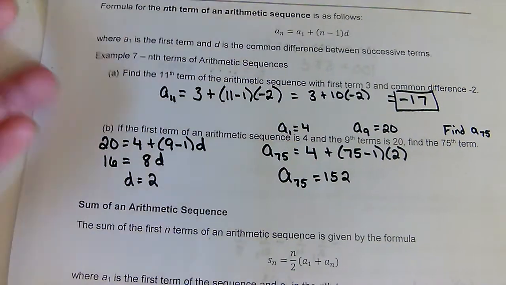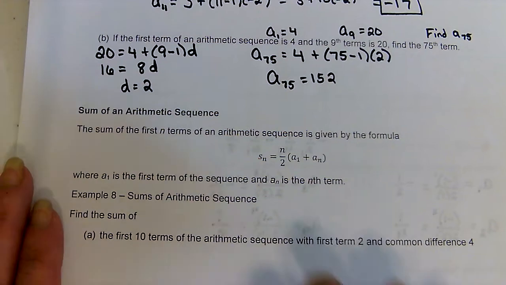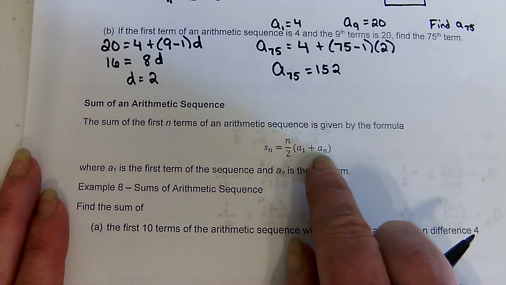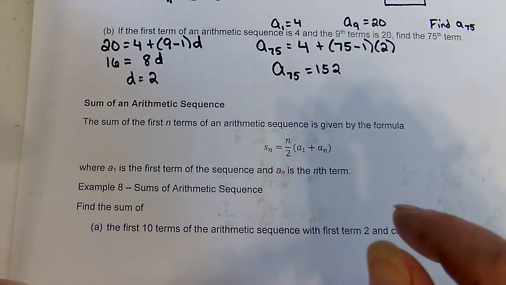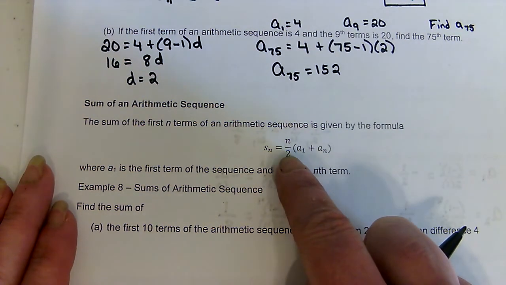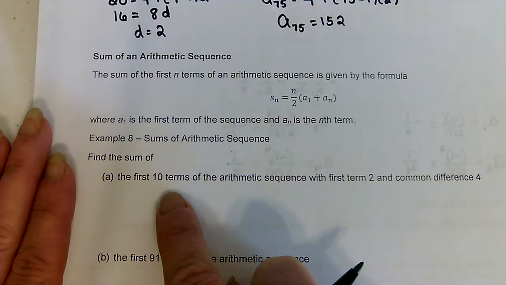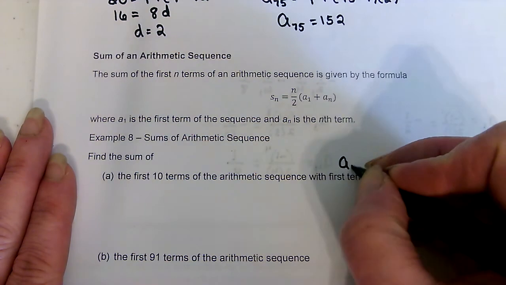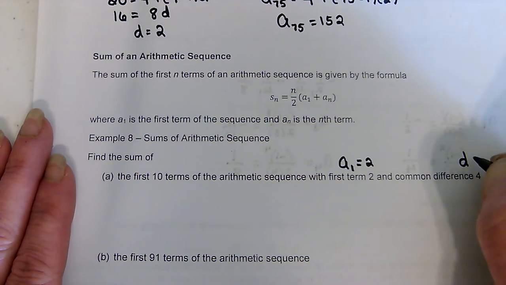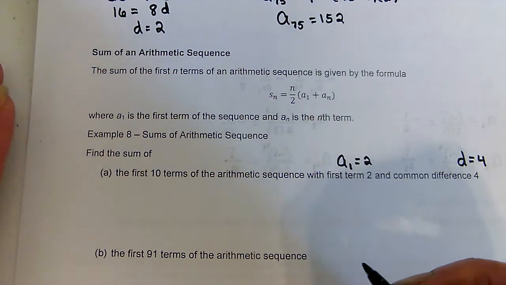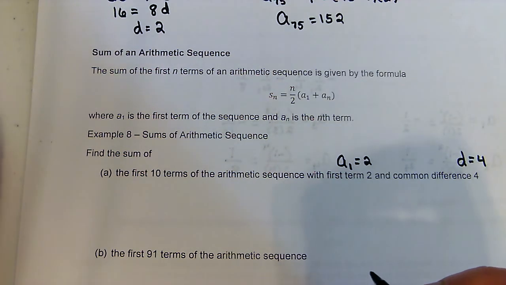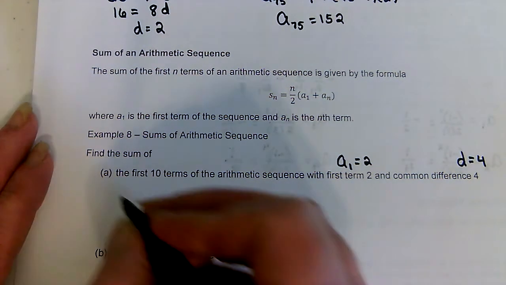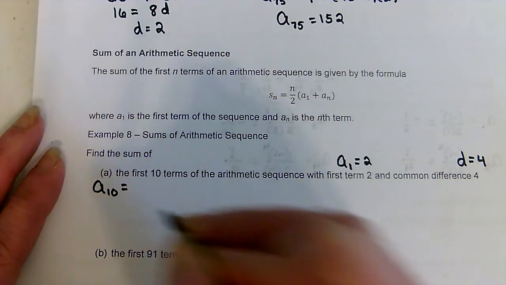Now we can also find the sum of an arithmetic sequence. And there is a formula for that as well. We would take the first term plus the last term of a certain number of terms, and then the number of terms divided by 2. So the first 10 terms of an arithmetic sequence, with the first term being 2, and the common difference is 4. So to be able to use this formula, I need the 10th term. So we need to find a sub 10 to use this formula.